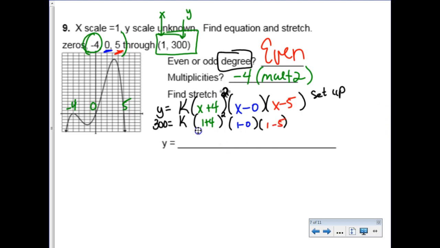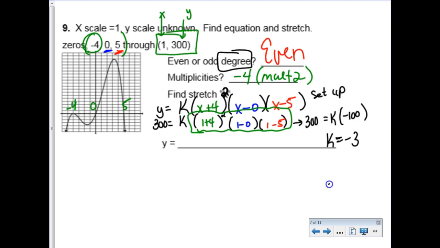Okay. So all of this is some number. All right, let's see how my mental math is today. That's 5 squared, 25 times 1 times -4. Is that -100? Okay, cool. So this says 300 equals k times -100. So if you divide both sides by -100, y'all just found that k equals -3.